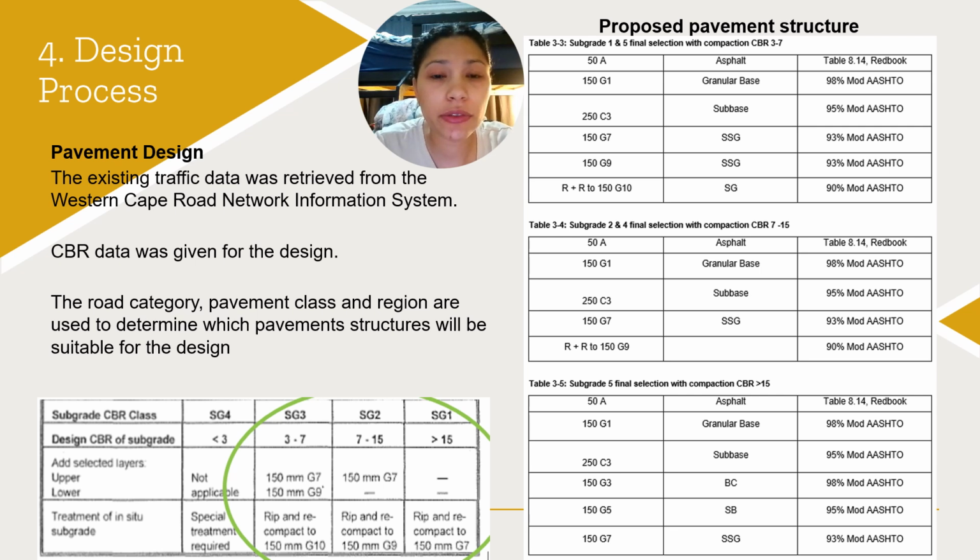So jumping straight into the design process, I found information on the Western Cape Road Network information system, where I found the average daily traffic of the current section of my road section between stake value 21 and 24. Using that information, I was then able to calculate the total EATs of that section of road, which came out to values that I've calculated in the report.